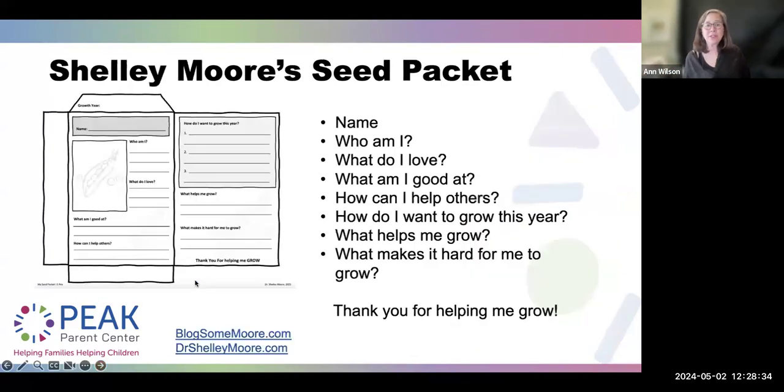Another example is Shelley Moore's seed packet. Shelley Moore is from Canada, and she has done a lot of research and a lot of work to promote inclusive education. I like her seed packet. She has the video series called 5 More Minutes, and I have a link to that in the resource page. She was talking about how when you have a plant that's not growing, you try and figure out what you can do to help it grow, because you can't really change the plant.